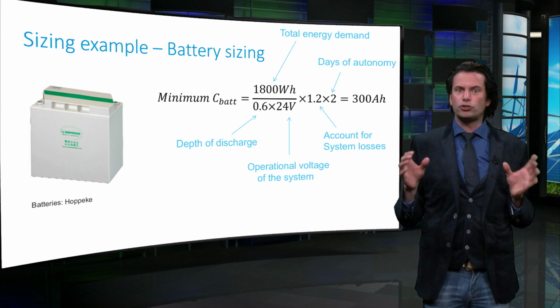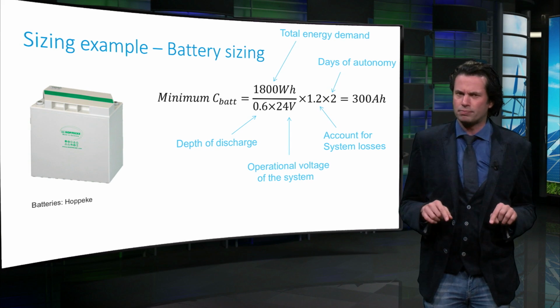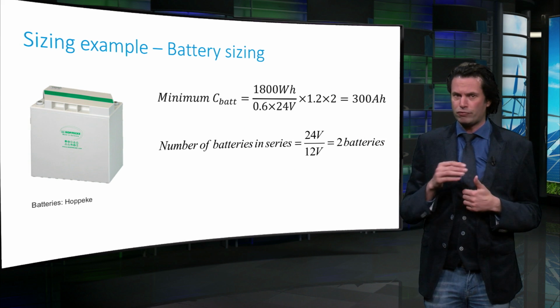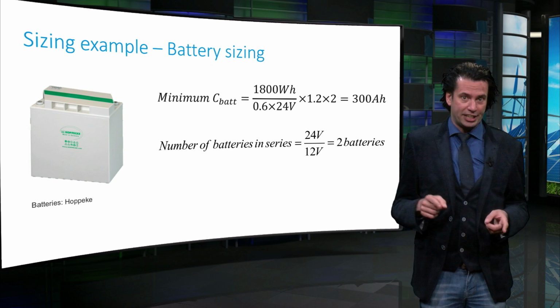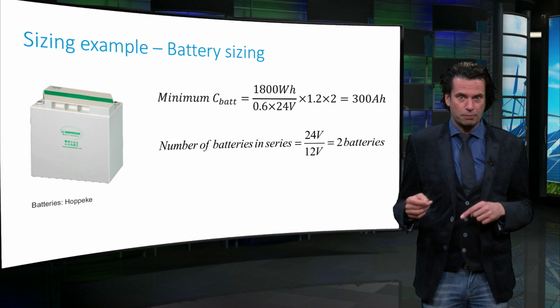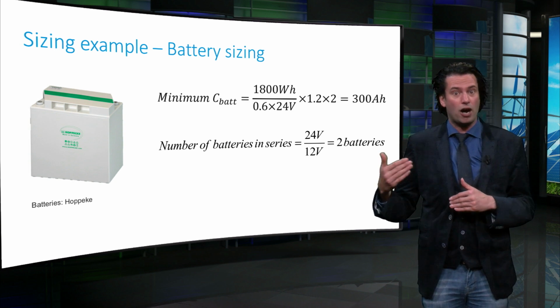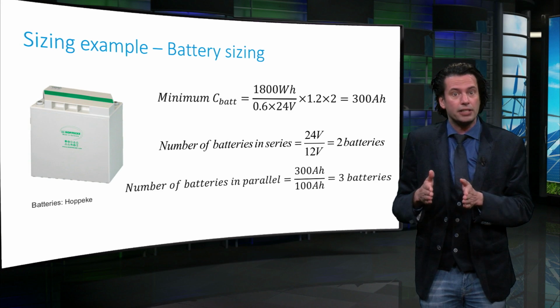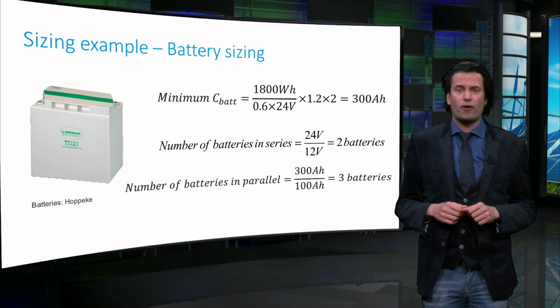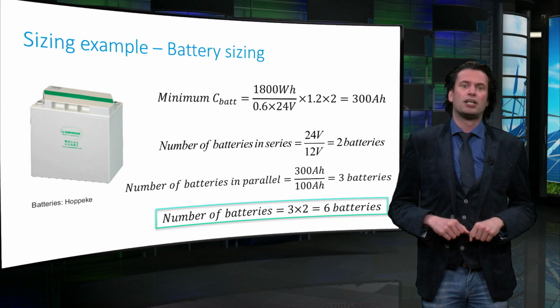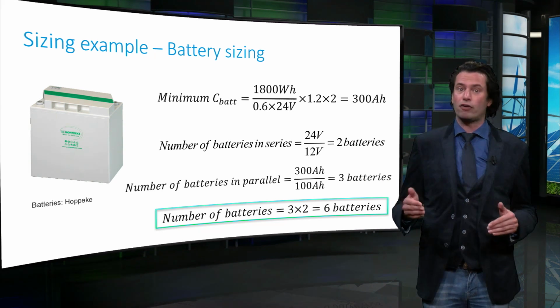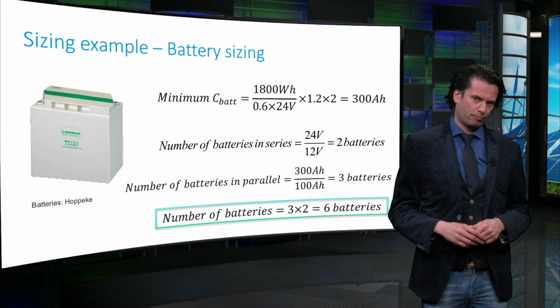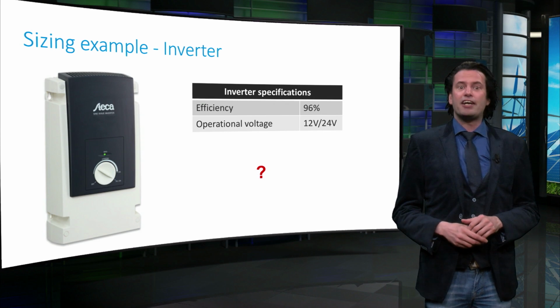Now this brings us to the number of batteries required. An operational voltage of 24 volts requires 2 batteries of 12 volt each in series, whereas a battery capacity of 300 amp hours requires 3 batteries in parallel. Therefore, a total of 6 batteries are required to create the battery bank for the PV system. It's time for the inverter sizing.